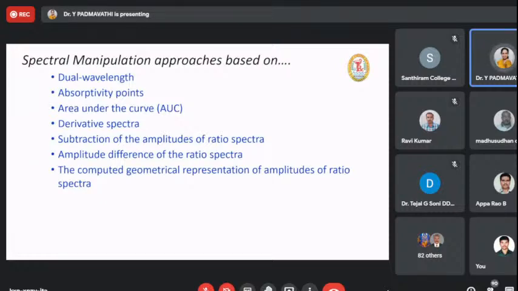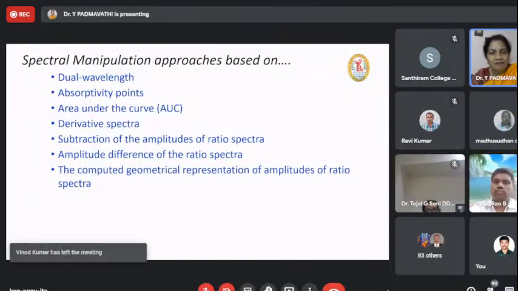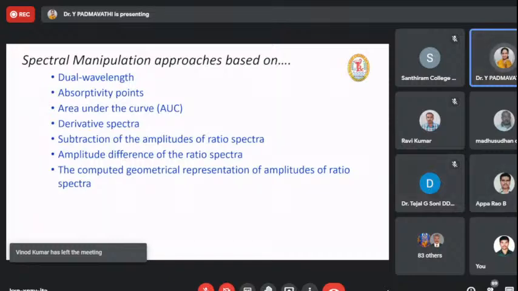All these techniques are applied for changing the spectral characteristics in such a way that you can nullify the effect of interference in the spectrum, right? The effect of the absorption, whatever you can see in the methods. So these spectral manipulation approaches make use of parameters, like dual wavelength, absorptivity points, and area under curve.